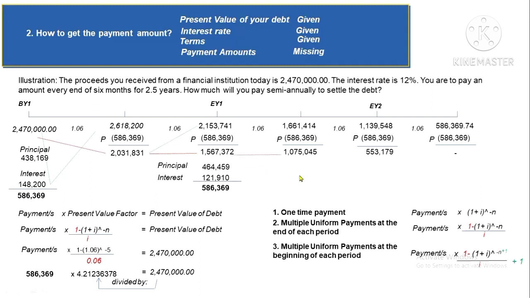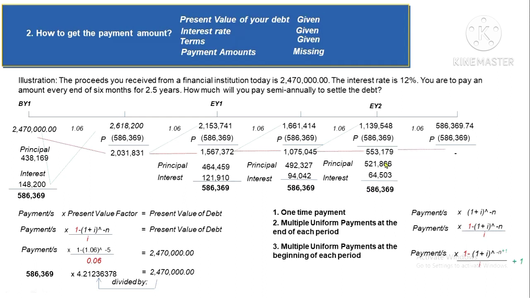On the third, the difference of this one is the principal payment, and the difference of this and this is the interest, for a total again of 586,369. The same with here, you're gonna deduct 1,075,045 minus 553,179. So that is the principal payment, the difference of 521,866, and the interest is just 113,948 minus 1,075,045. We have 64,503. Still, it is a total of 586,369 payments.